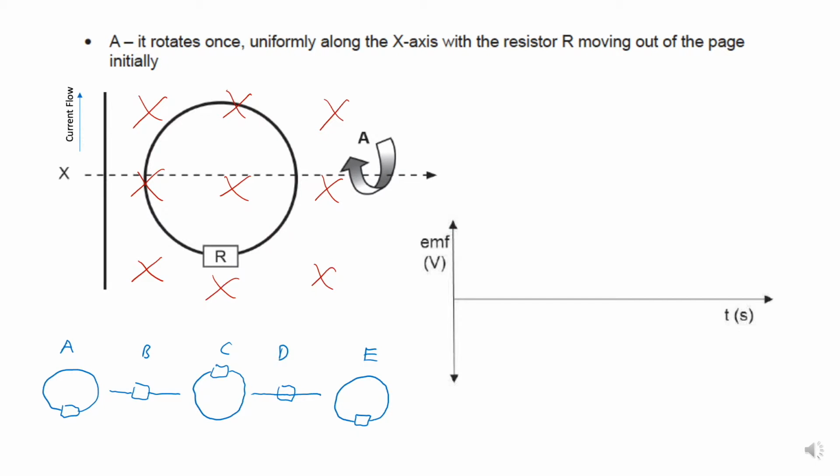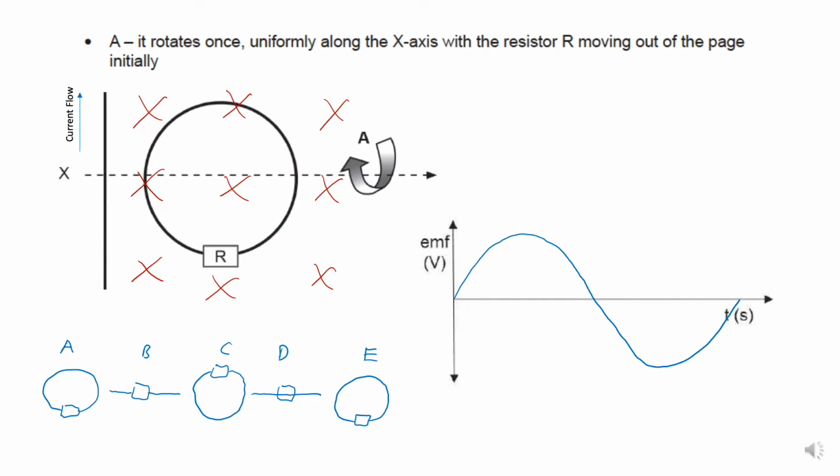This rotation of the loop reminds us of the behavior of a coil in a generator. So we're going to think that the EMF induced here is going to be a sinusoidal wave, like in a generator. So we might draw that in.